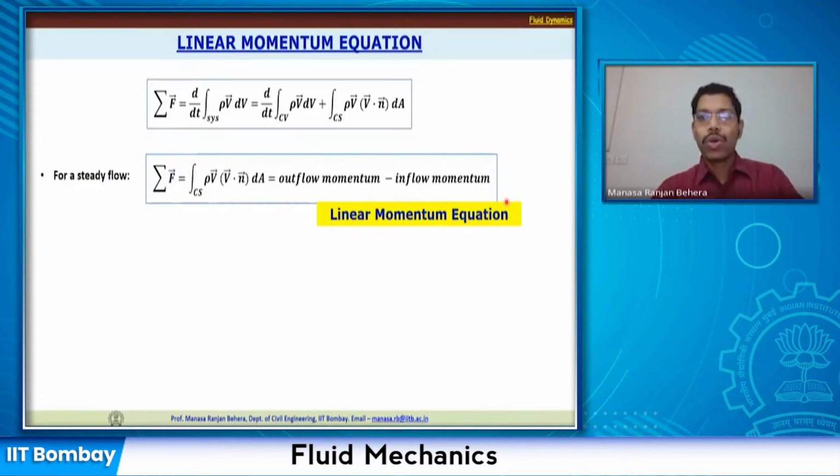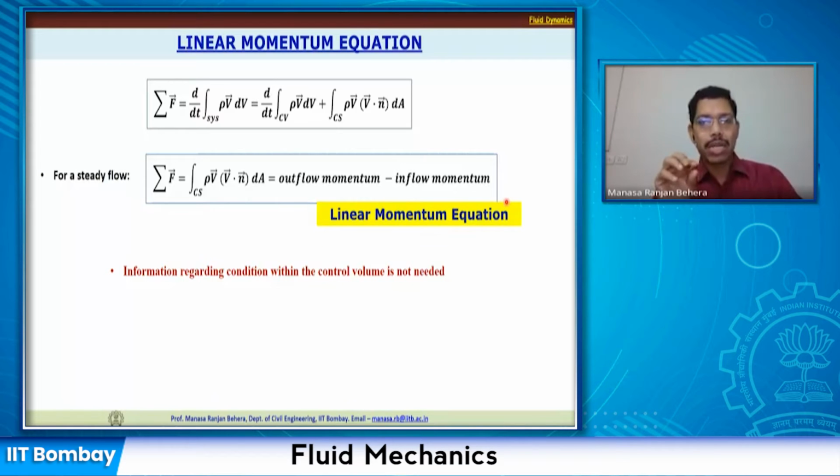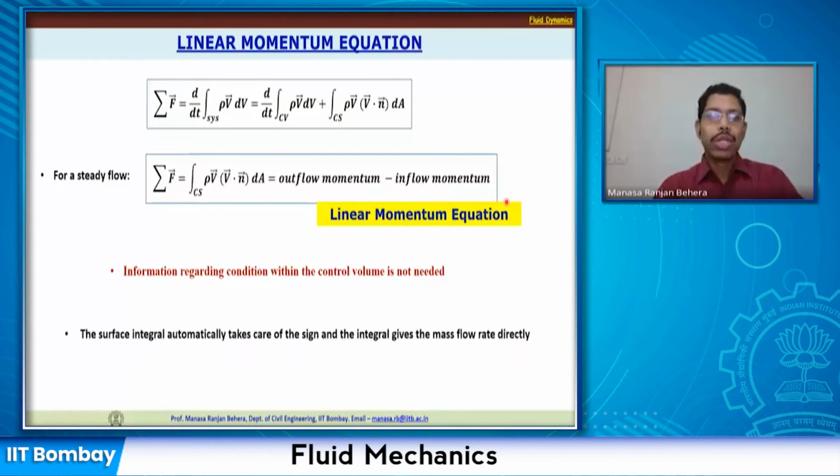Okay. So now we could say that information regarding the condition within the control volume is not needed to find out the force. The surface integral automatically takes care of the sign, and the integral gives the mass flow rate directly. So if you take the normal velocities at each point, it will automatically give you the outflow and inflow momentum. So you really don't need to bother about the sign conventions. You can take one reference and do the calculations to find out the outflow and inflow momentum. We will see that during applications.